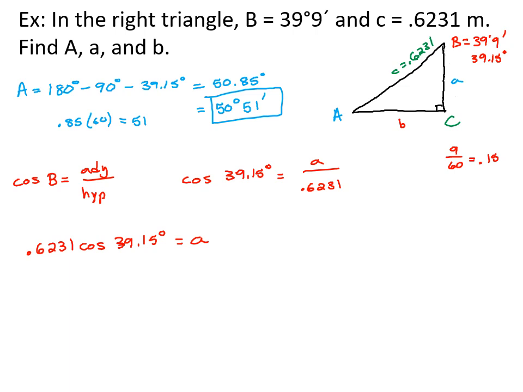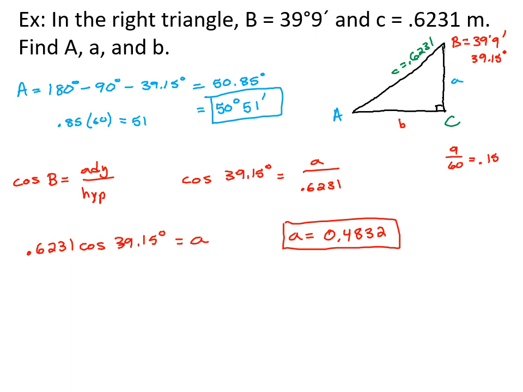0.6231 times the cosine of 39.15 gives me A to be equal to 0.4832 if you go to 4 decimal places. That's side A.